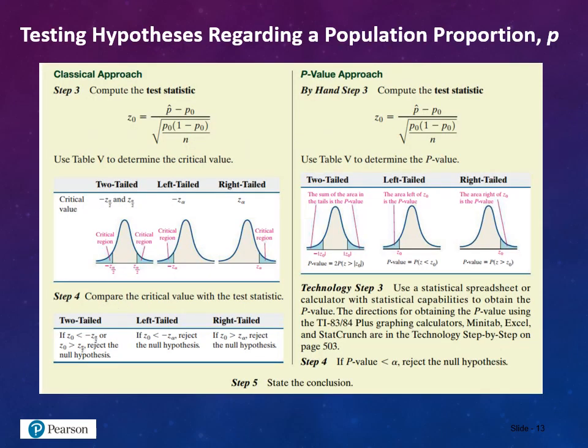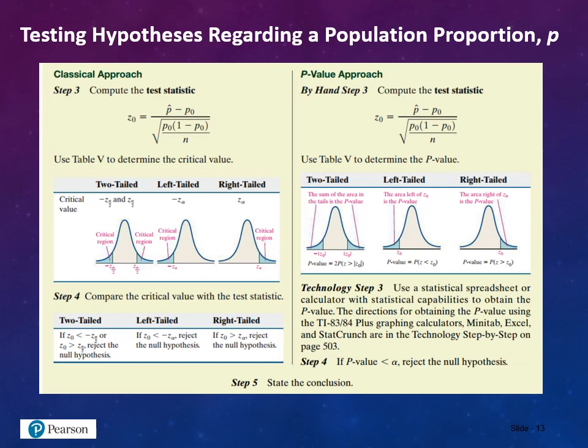In the classical approach, we compute the test statistic, Z sub naught equals p hat minus p naught all over the square root of p naught times 1 minus p naught over n, which of course is the standard deviation. And then we use table 5 to determine the critical value, again depending upon whether it's two-tailed, left-tailed, or right-tailed. We're going to have different critical regions.